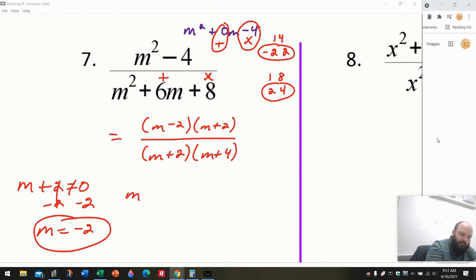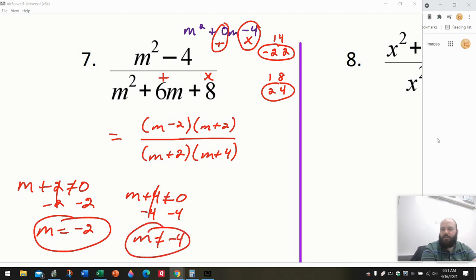Over here, we have m plus 4 cannot equal 0. So we subtract 4 from both sides. M does not equal -4. So there are our two excluded values. M is not allowed to be -2. M is also not allowed to be -4.